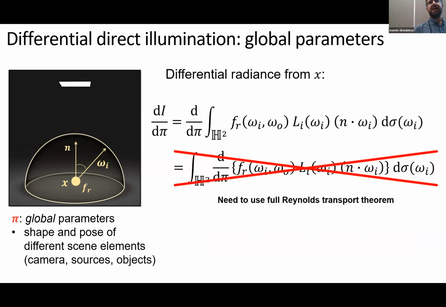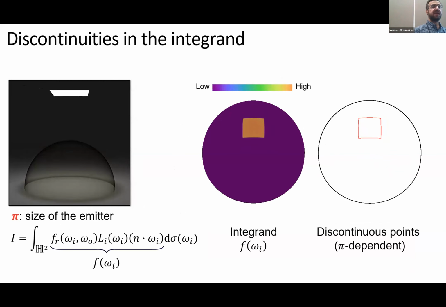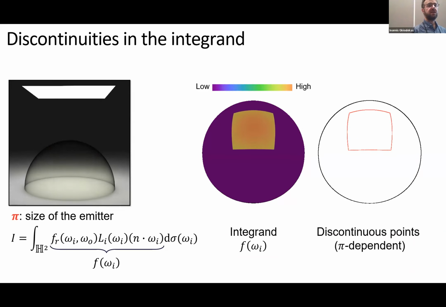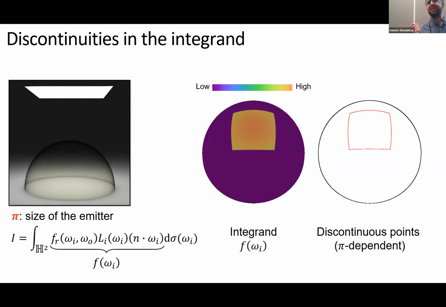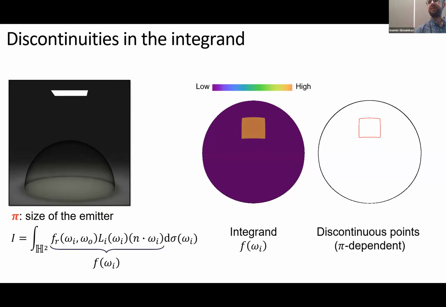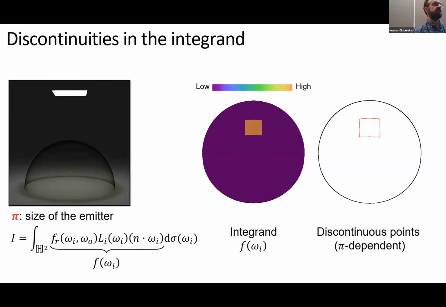We cannot just move the derivative inside. Because remember, now my domain of integration will either explicitly depend on pi or will have discontinuities that depend on the unknown. So instead of that, I need to use the full Reynolds transport theorem. And let's try and apply this to this case. So if I look at the thing I'm integrating, which is in this case the incident illumination times a BRDF, for this scene, it will be discontinuous with a discontinuity that depends on the size of the emitter. So if I'm trying to optimize with respect to my emitter, this is a discontinuity I need to take into account, okay? If my unknown is exactly stretching or compressing this emitter, because that induces a discontinuity in my integrand, I need to take that discontinuity into account.